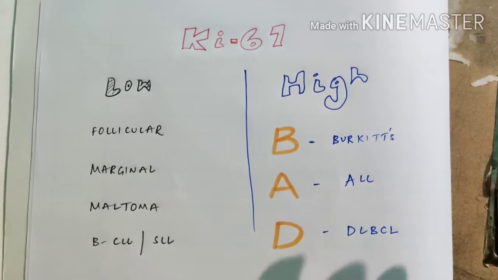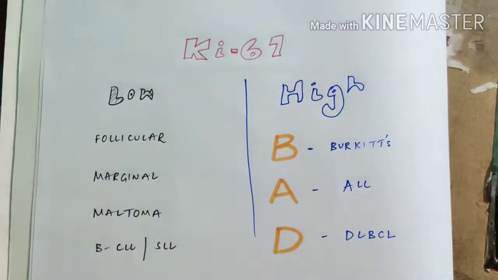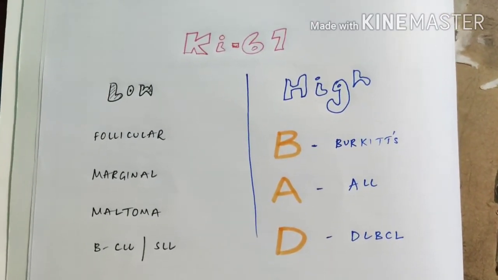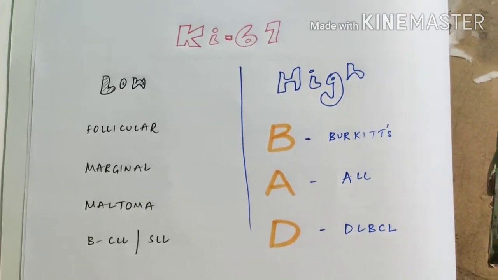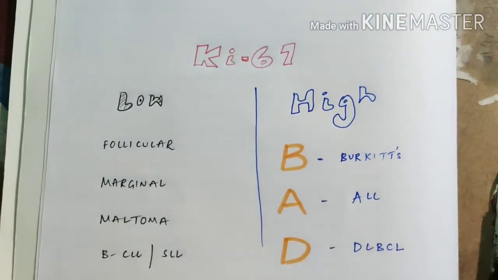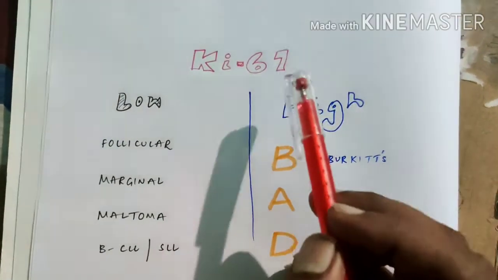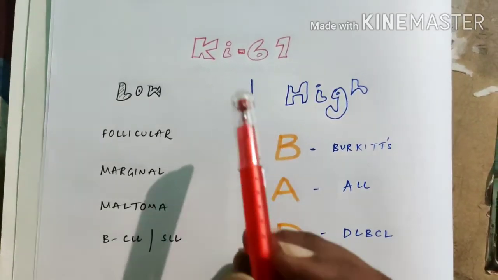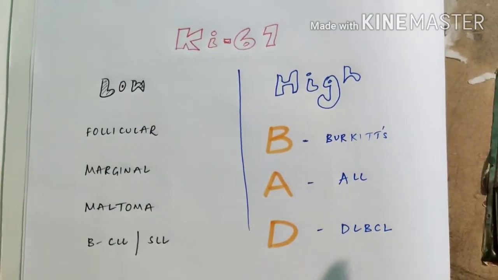In this first set, I want you to remember Ki67. You know Ki67 is an index which tells you how the cells are proliferating, how rapidly they are proliferating. It's a kind of mitotic index. If this Ki67 index is high, this cancer is very deadly. If the Ki67 is low, the cancer will proliferate slowly.